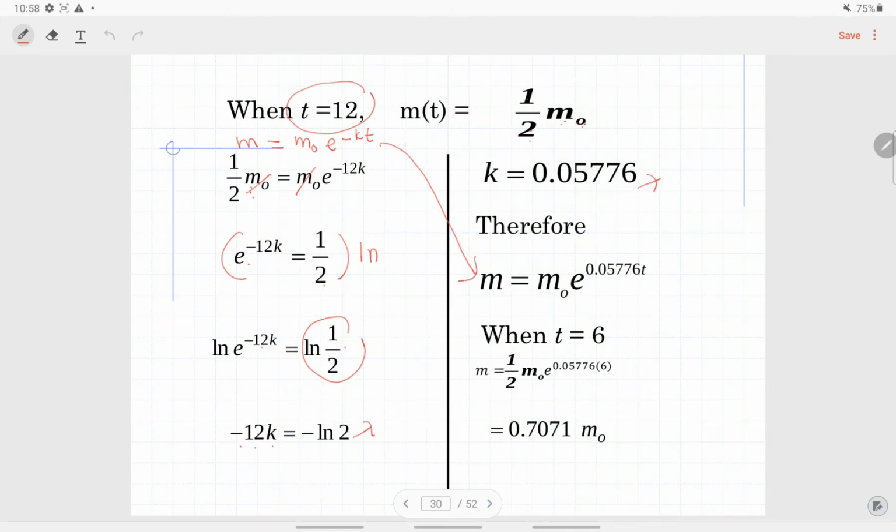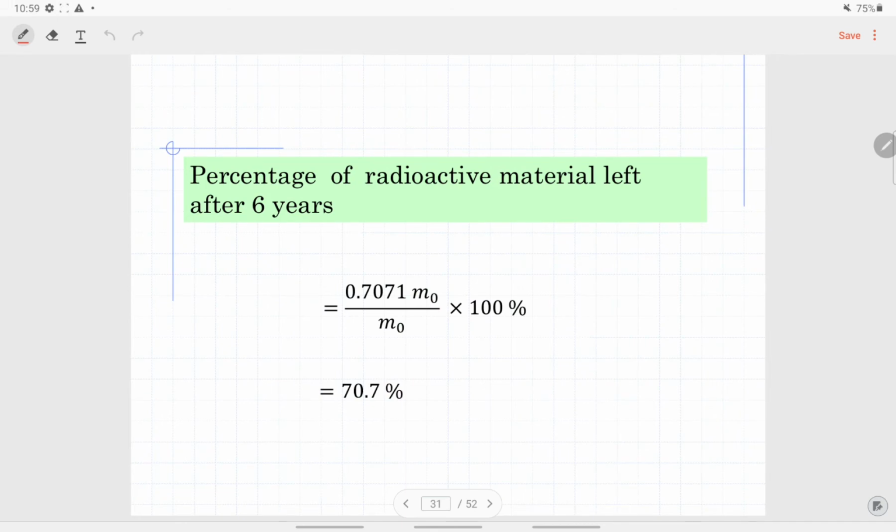So when t equal to 6, we substitute into this equation. m equal to half of m naught exponential 0.05776, and then we substitute the t value of 6, then we get 0.7071 m naught. Then the percentage: 0.7071 m naught after 6 years over the original when t equal to 0, times 100%, we'll get 70.7%.